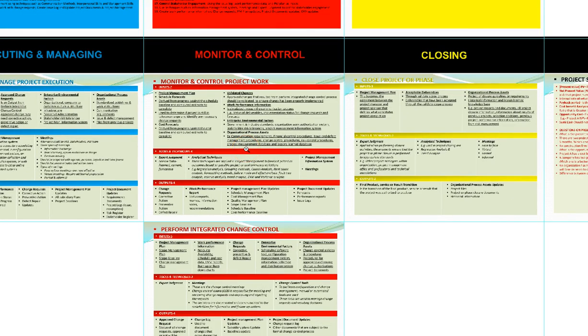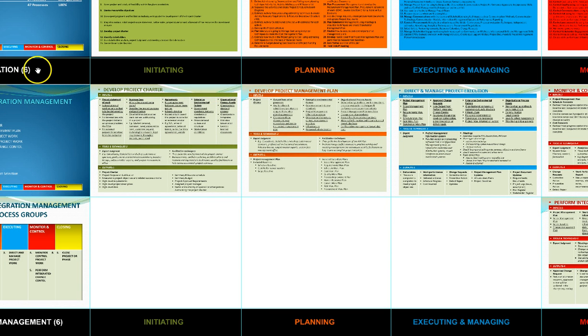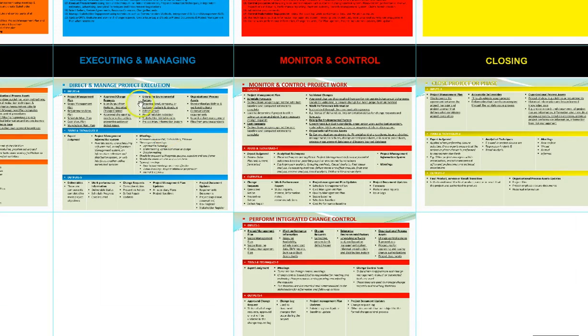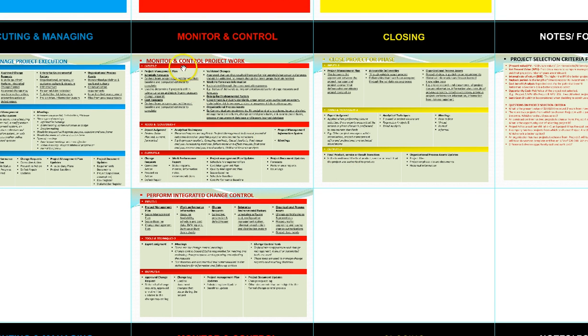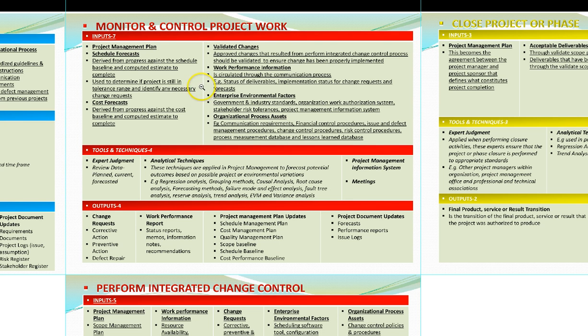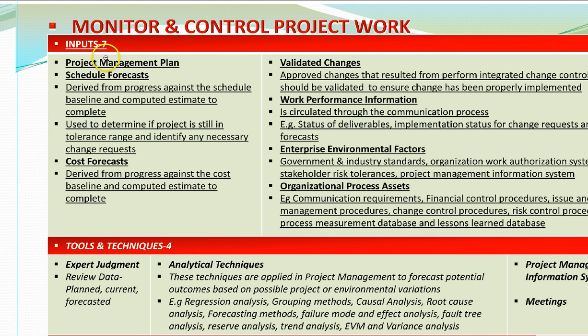Now project integration management has a total of how many? You have a total of six processes, starting with develop project charter, going to develop project management plan, direct and manage project execution, monitor and control project work, perform integrated change control, and finally closing. Now let's go to monitor and control project work. It has a total of 7 inputs, 4 tools and techniques, and 4 outputs. Let's see what the inputs are.